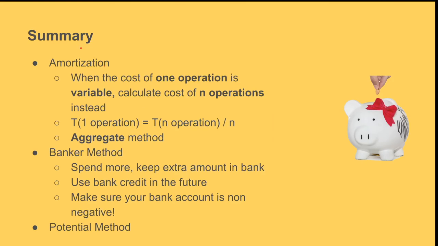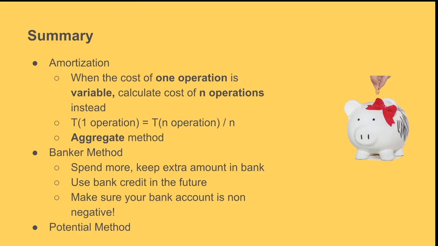So in summary, we talked about amortization. And we said when the cost of one operation is variable, calculate the cost of n operations instead. And then you can say T of one operation is equal to T of n operations divided by n. And this is basically called the aggregate method.